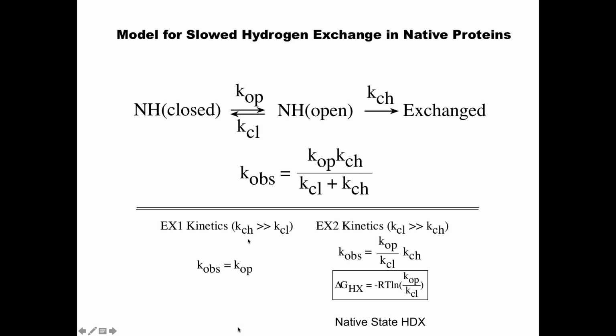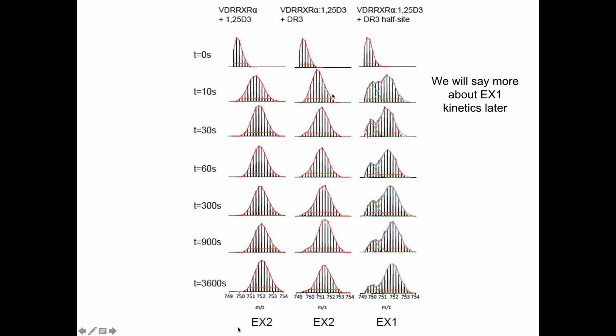If for whatever reason the protein opens and doesn't close in a rapid fashion, and the chemical exchange is much faster than the closing rate, this would be EX1 kinetics, and I'll just show you what this looks like. So what you get for that in this EX1 here is a bimodal distribution, and what you're seeing is molecules that have yet to exchange and molecules that have fully exchanged. So over time, you're going to get to where it's essentially fully exchanged.